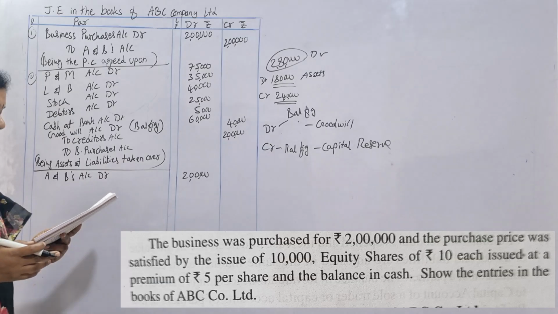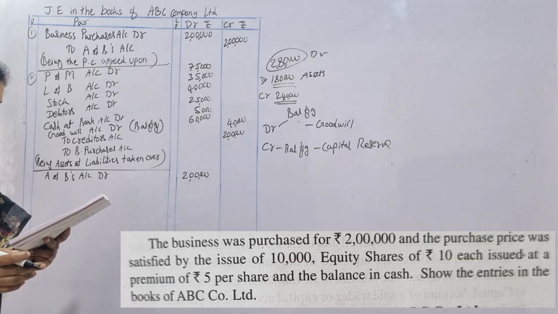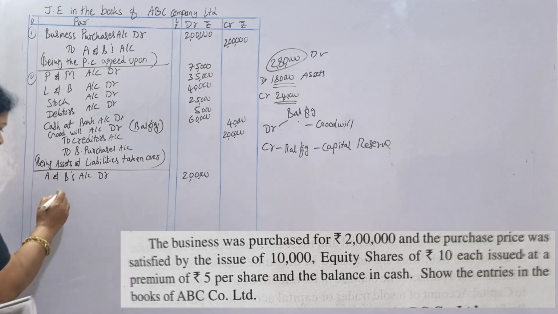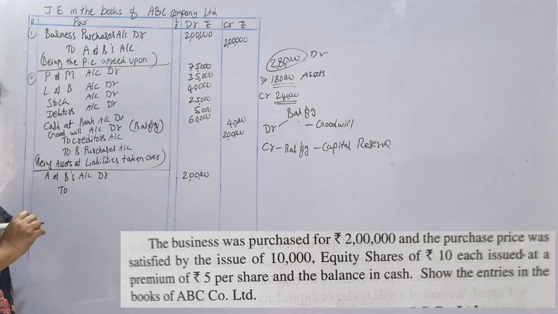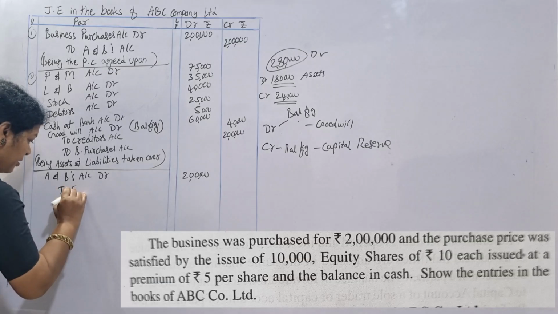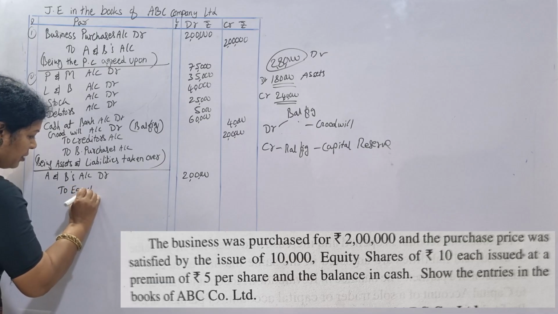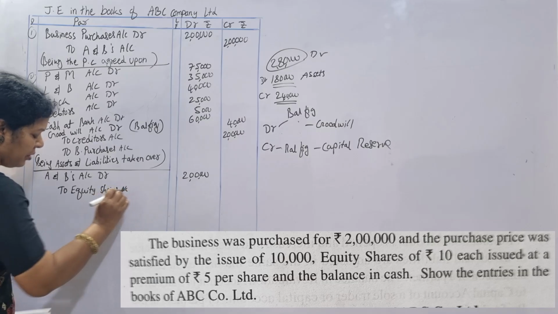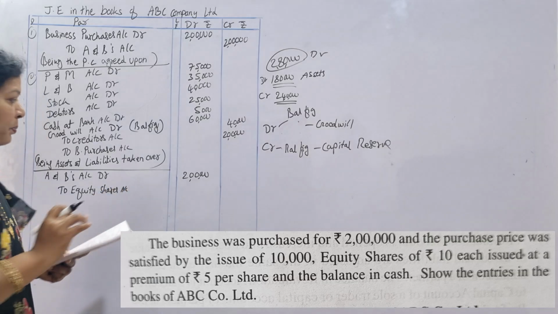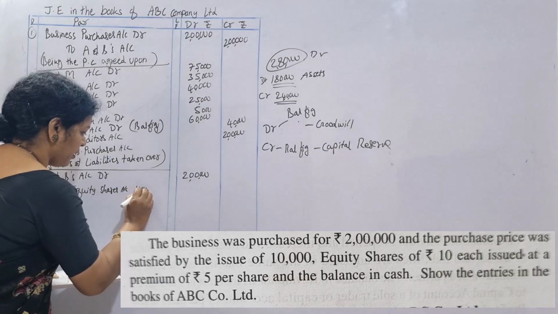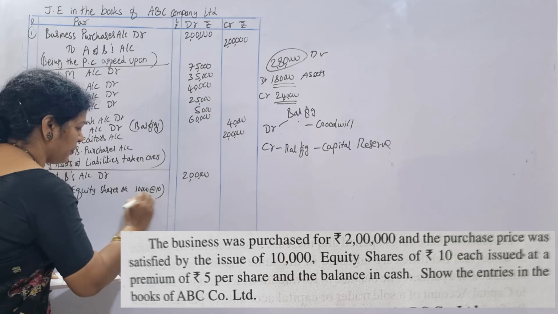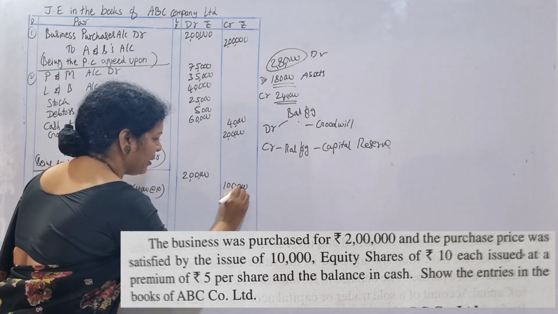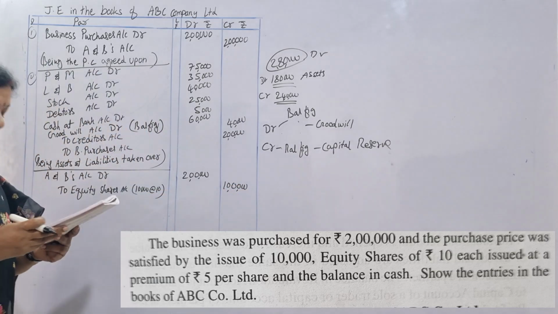So how do you want to make this payment? This is 10,000 equity shares at the rate of 10 rupees each. Mode of payment comes on the credit side. Equity shares account, 10,000 shares at the rate of 10 rupees each, comes to 1 lakh. So out of 2 lakh, we are making payment through equity shares of 1 lakh.